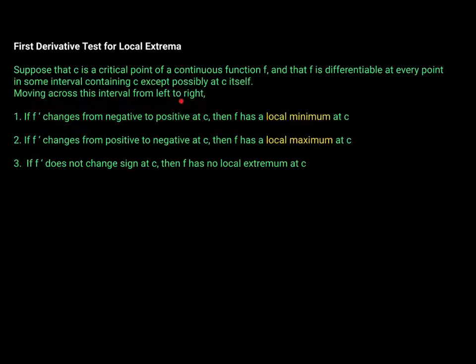Going from left to right, if f prime changes from negative to positive at c, then f has a local minimum. Let me just show you a quick little picture. If the derivative is negative, that means it's decreasing like this, and then it changes to f prime being positive. That means it starts to increase. So f prime being negative means it's decreasing. f prime being positive means it's increasing at some value c. Then this is a local minimum.